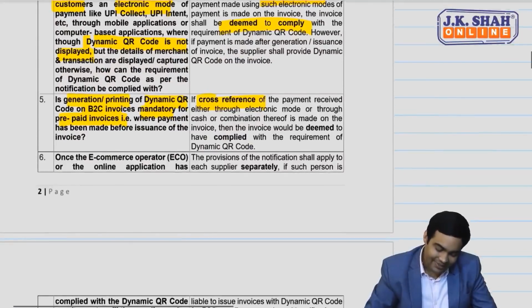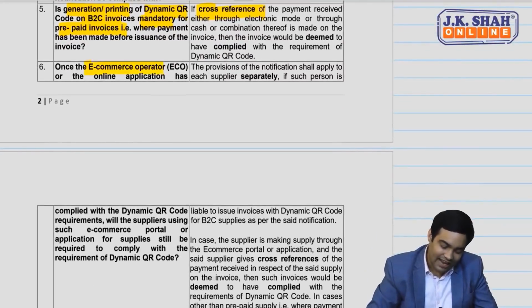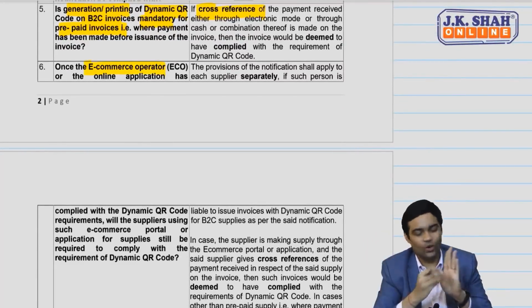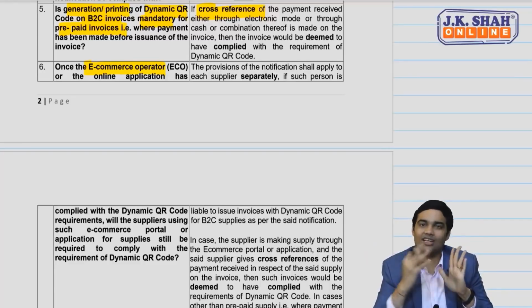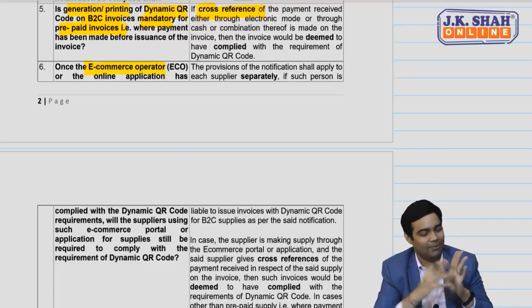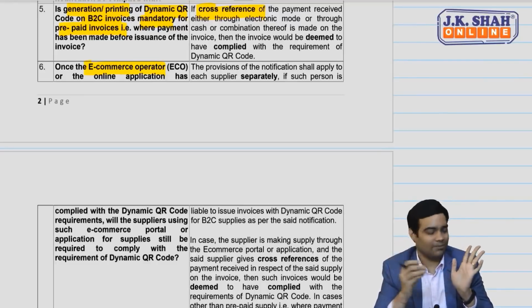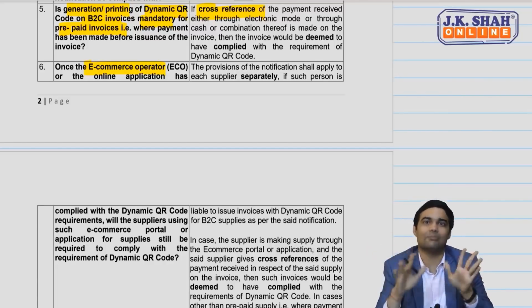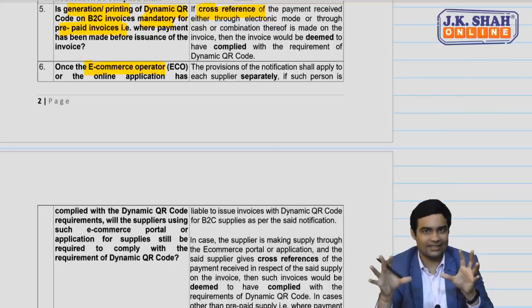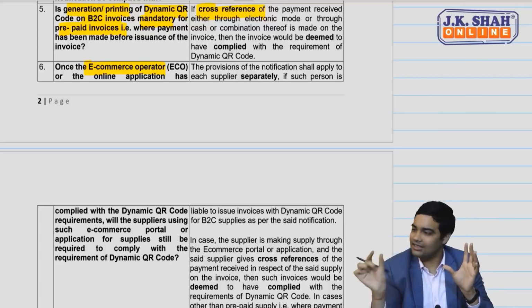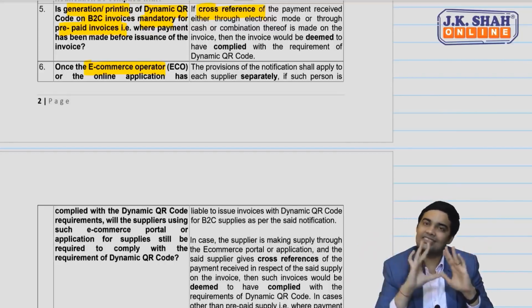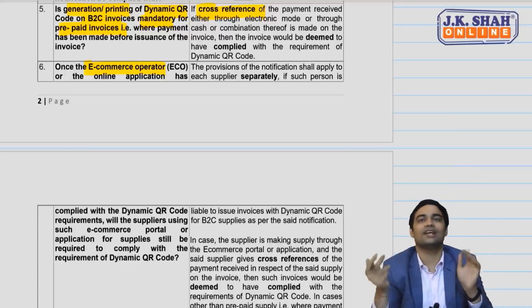Okay. Then, suppose I am transacting through an ECO, and the ECO is already providing a facility where the QR code is captured, plus payment is also captured, plus mode of payment is also captured. Is that sufficient compliance, or does the supplier have to do it separately? See, the ECO is tracking everything. Each sale made through the ECO, each payment received, they are tracking it. Is that sufficient compliance, or does the supplier have to do it again?